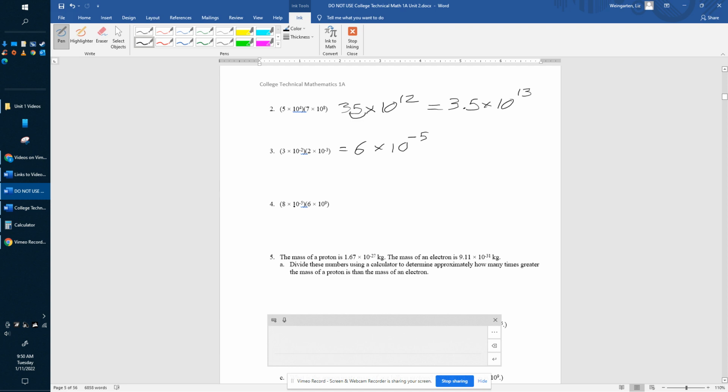Number 4, 8 times 6. That gives us 48 times 10 to the negative 5th times 10 to the 9th. Negative 5 plus 9 will give us 10 to the 4th. But again, just like in number 2, this is not scientific notation, so we have to move our decimal place over 1. So that will give us 4.8. And again, we moved it 1 to the left, so we are going to add an exponent to our 10.